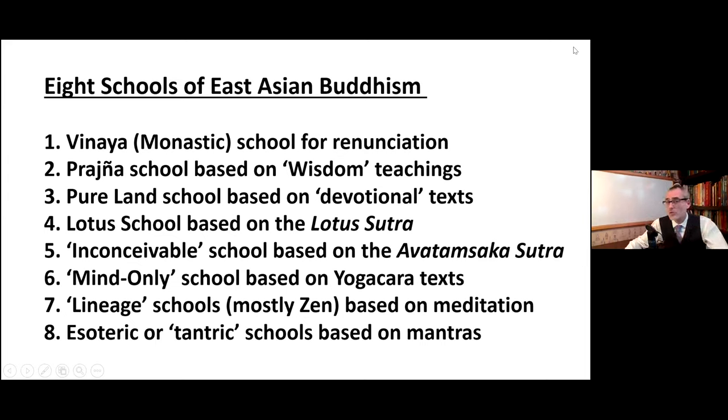The inconceivable school, always based on the Avatamsaka Sutra. Lotus school, based on the Lotus Sutra. In China, this becomes known as the Tiantai, or in Japan, Tendai Buddhism. Pure Land school, based on devotional text, mainly to Amitabha Buddha, the Buddha of infinite light or infinite life. And then the Prajna school based on the emptiness stuff, transcendent wisdom, Prajna. And then, of course, the foundational first school, you got to have a Vinaya, got to have the monastic renunciation.